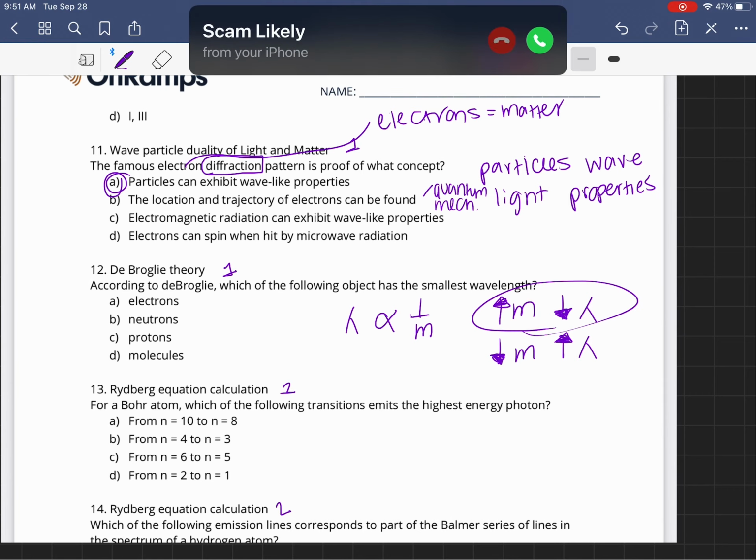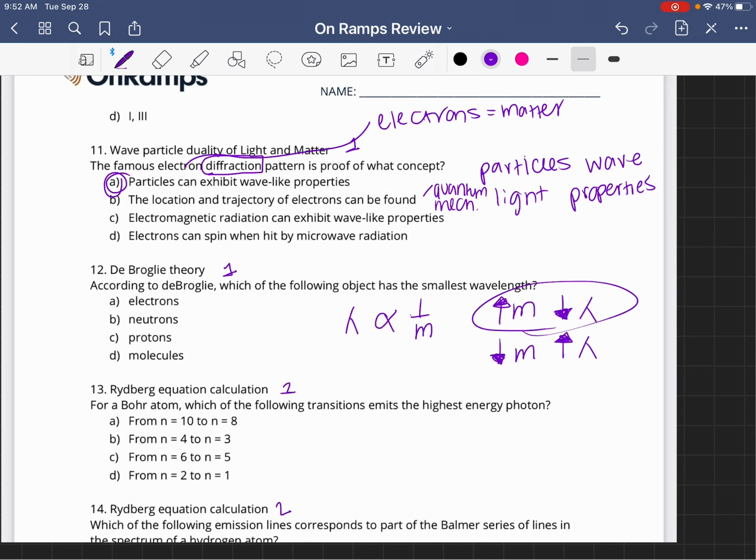So the one with the high. So we have electrons, neutrons, protons, and molecules. Well, electron is the smallest, so that's going to go. We want a big mass for a small wavelength. Neutrons and protons are the next smallest, and then molecules are made up of many of those. So molecules will have the highest wavelength.